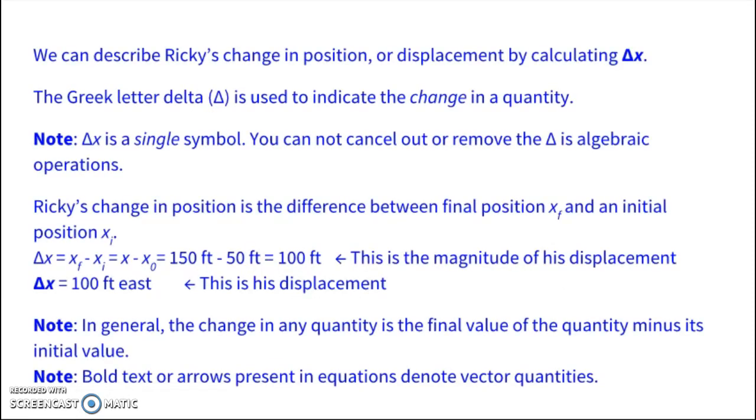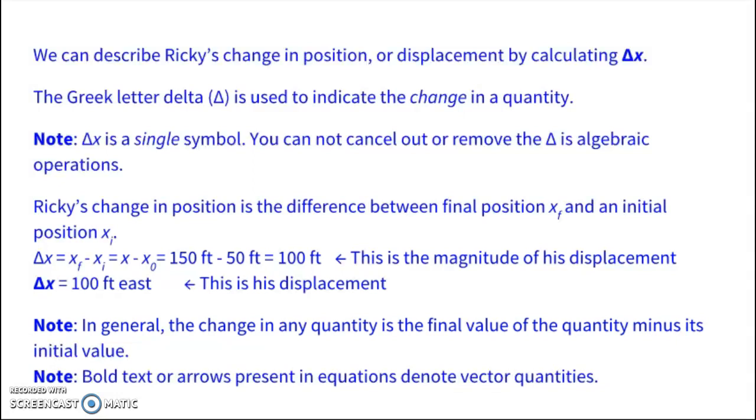Okay. So we can describe Ricky's change in position, also known as displacement, by calculating delta x. This delta is used to mean a change in a quantity, so delta x is change in position. Just to be a little bit pedantic about this, delta x is a single symbol. Delta is not something algebraic, so you can't divide out deltas or something like that. Delta x is one symbol.